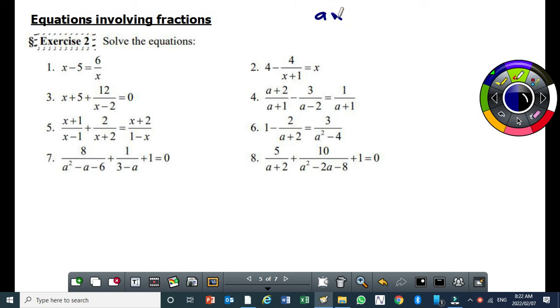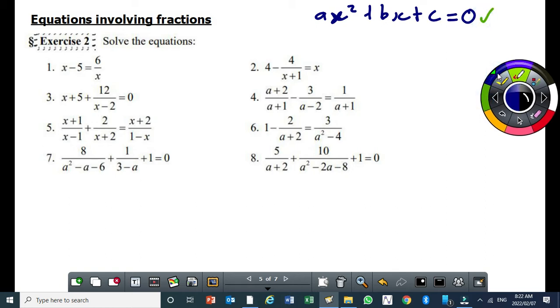of a quadratic equation, ax squared plus bx plus c equal to 0. Okay, so if you are given equations involving fractions like this, the main goal is to create a quadratic equation of this form. And then you solve that quadratic equation. At this stage, the good thing is you only know how to factorize to solve the quadratic equation. So all these questions can be factorized, right?